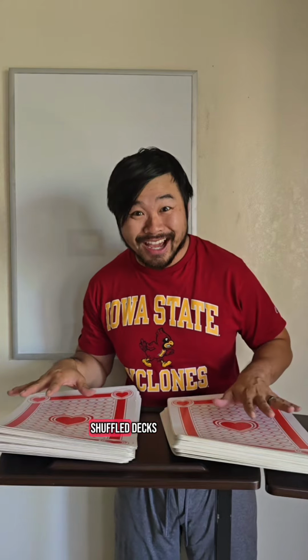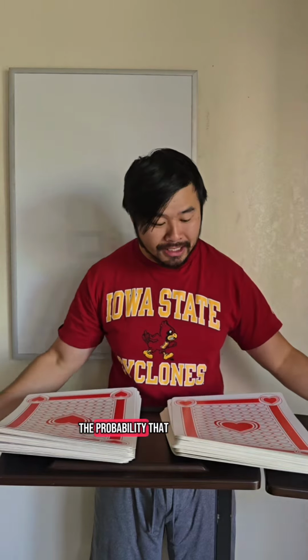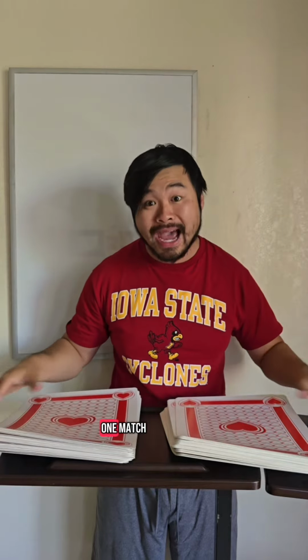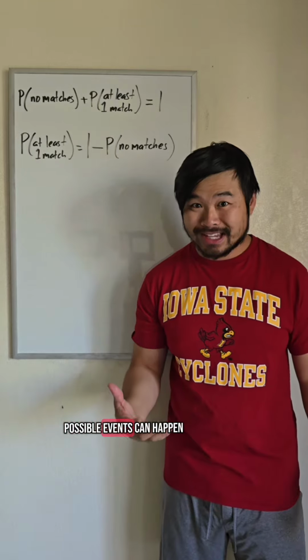I have two shuffled decks. If I reveal one card from each deck like this, what's the probability that if I exhaust both decks, I would get at least one match? Let's find out. Now, only two possible events can happen.